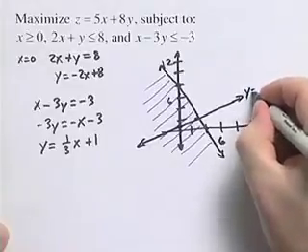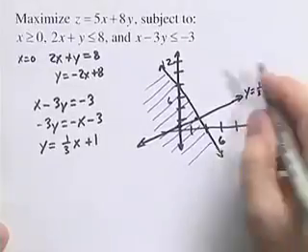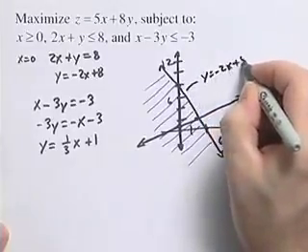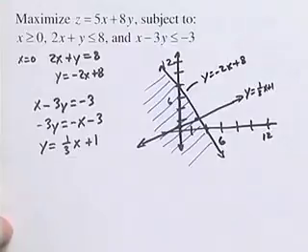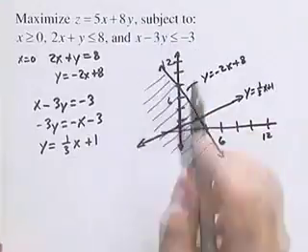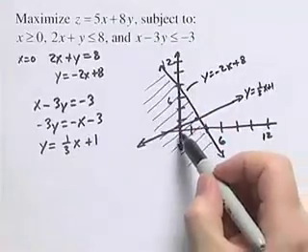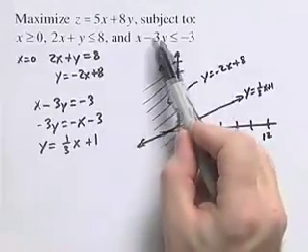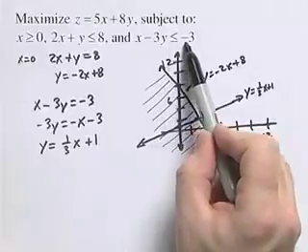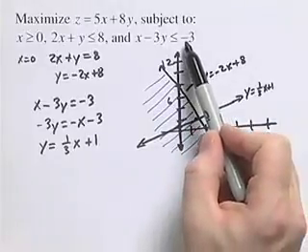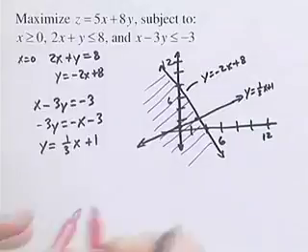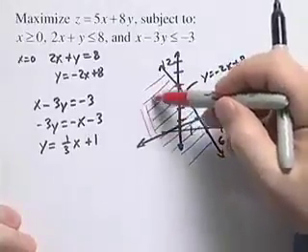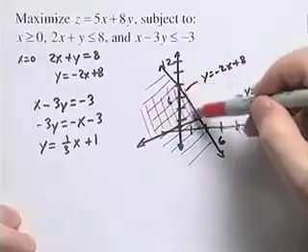So here we have y is equal to 1/3 x plus 1. And this line is y equals negative 2x plus 8. We want to again shade the half plane that satisfies this inequality. So we're going to pick a test point. We'll use 0, 0 since it's not on the graph of our line. 0 minus 3 times 0, that's still 0. 0 less than or equal to negative 3, that's a false statement. So we want to shade the half plane that does not contain 0, 0, which means we're going to shade above that line. So we're going to shade this region here.